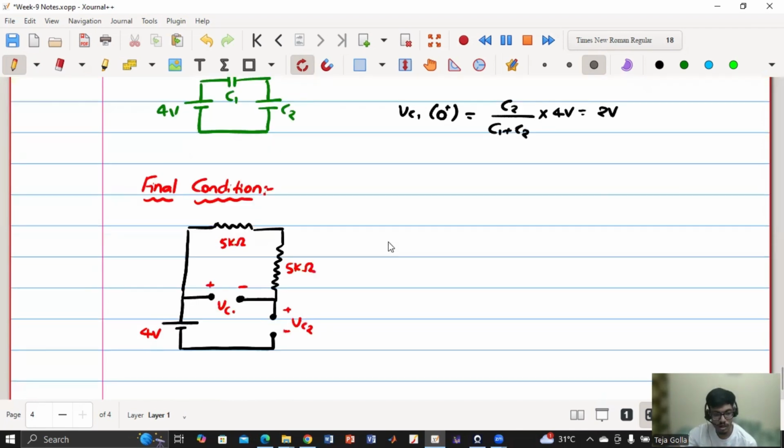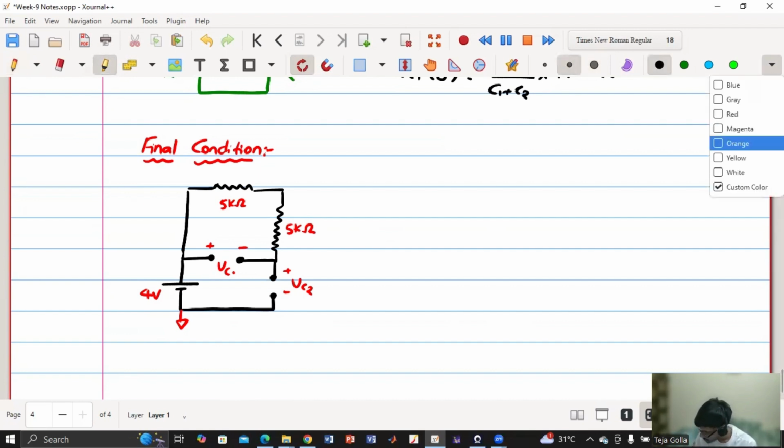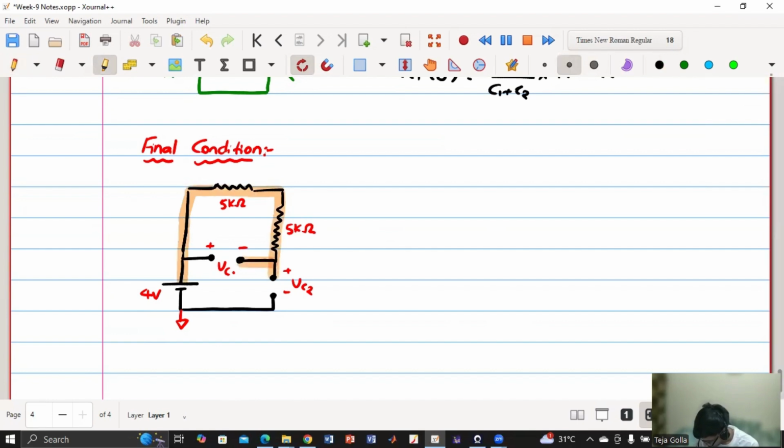Can anyone first of all tell me, will any current flow in the circuit? I am free to consider ground, so I'll consider this as ground. Anyone? There is an open circuit, so no current will flow. Now let me show which are at the same potential. Current will not flow through this terminal, so this entire thing will remain at the same potential, which is 4 volts. This orange color, everything is at 4 volts. Now if I change the color, this is 0 volt. Agree?